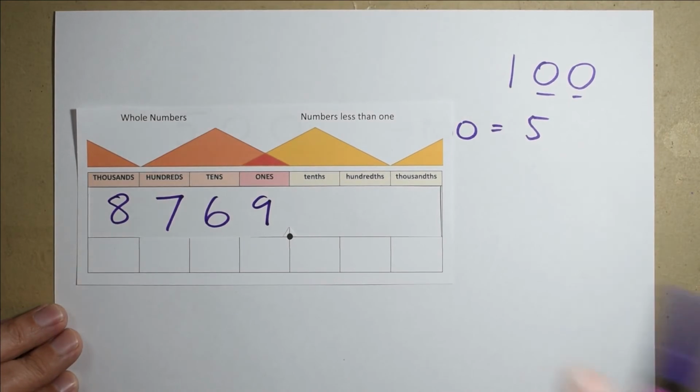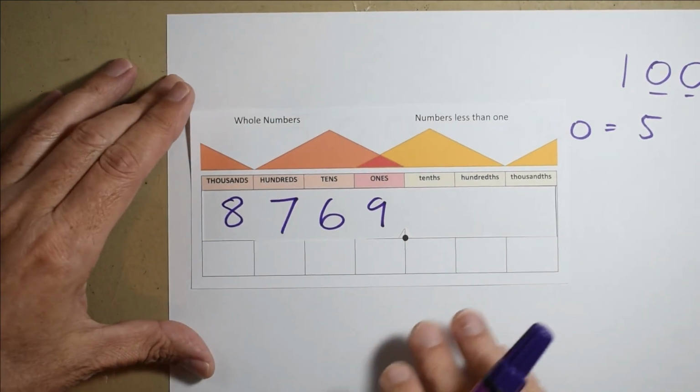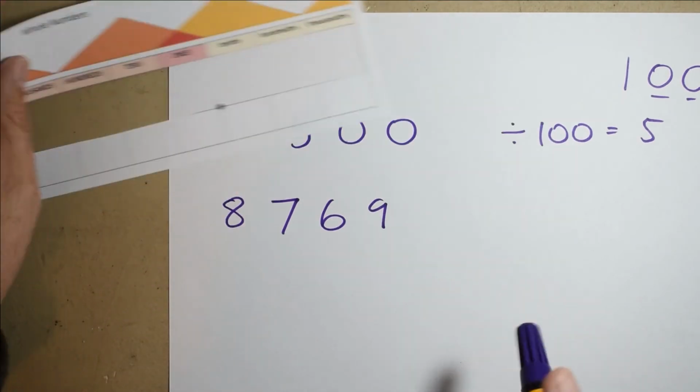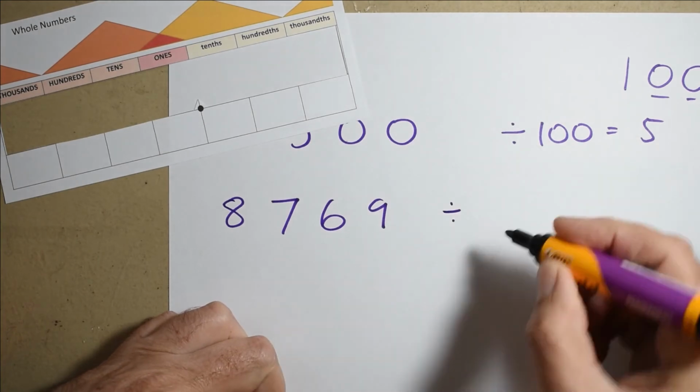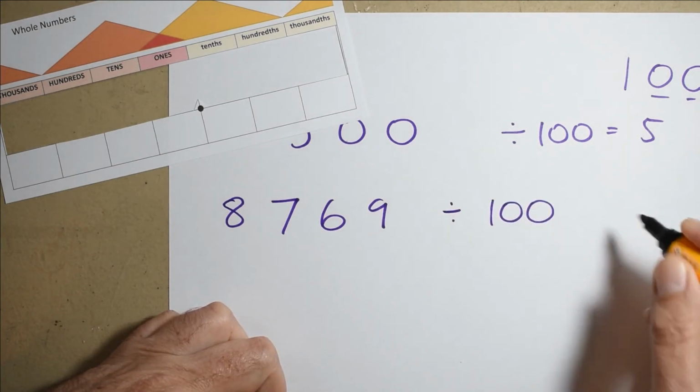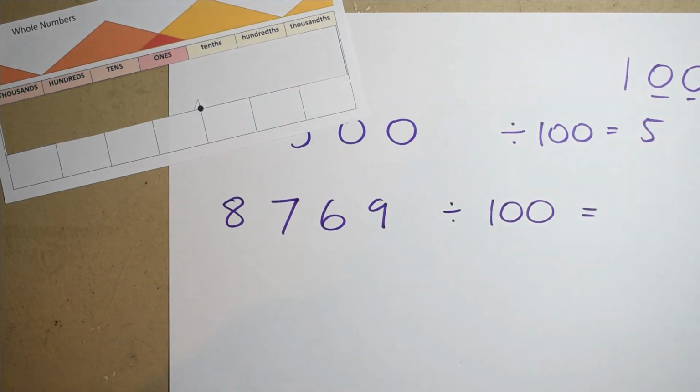So let's have a look. Let's have a quick look then. So, in fact, I'll move that back because then you can see where my thing goes. I want to divide this by 100. I want to say, what is 8,769 divided by 100? There may be a reason I want to do that. Maybe I'm figuring out percentages or something. I don't know.